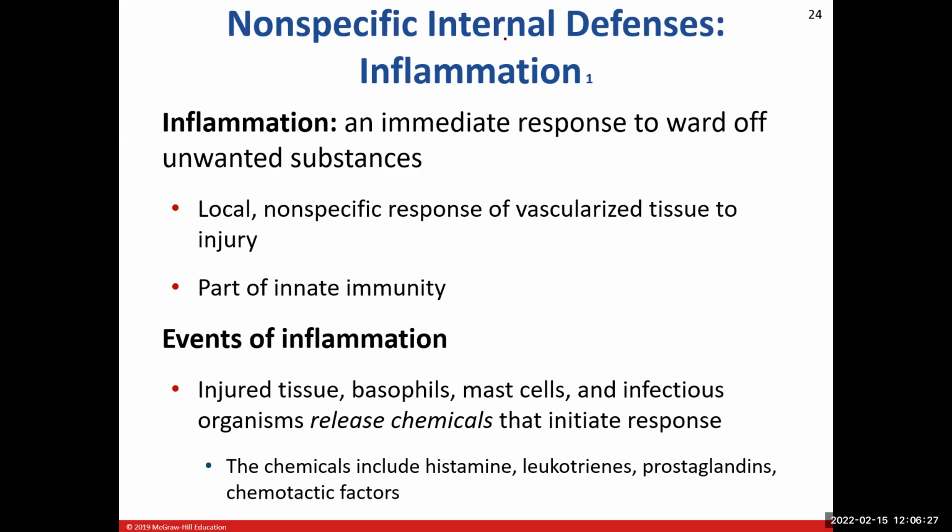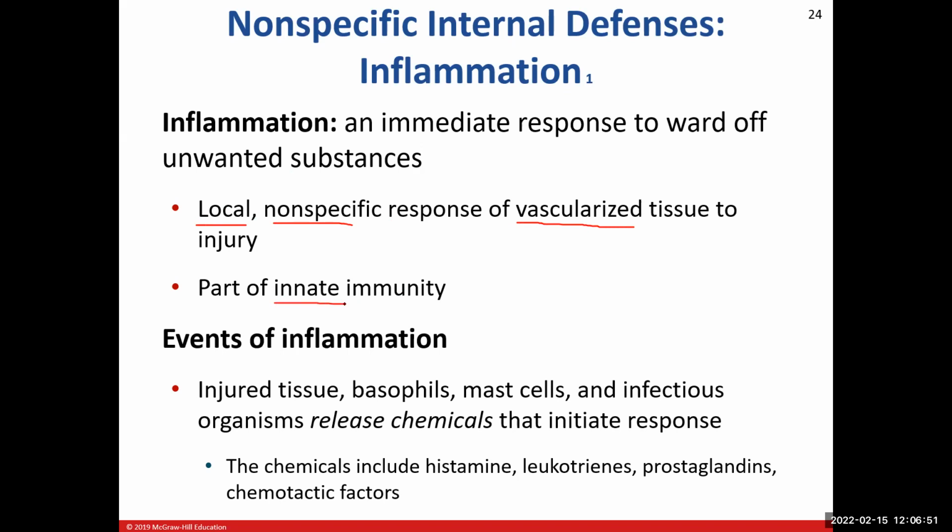Okay, so one, it's local. It won't be widespread. If you scrape your knee, you shouldn't have this process going on at the back of your head. It's also nonspecific. It's local and nonspecific, and we have to have blood vessels involved. And finally, this is part of innate immunity.